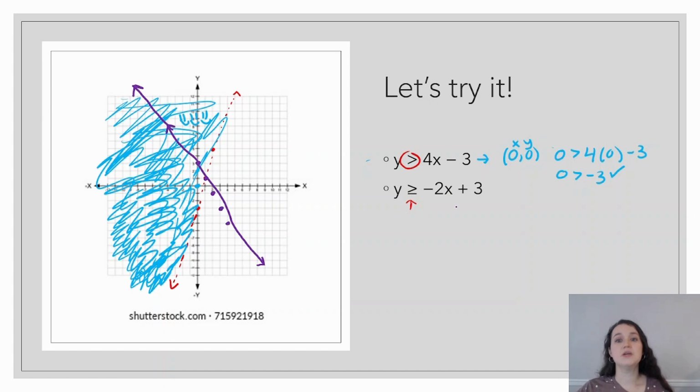So, same thing, pick a point. I'm going to pick 0, 0 again because it's free, it's available, because I'm not using it on my line. This is just my test point to see, do I shade above it or below it? I'll give you a shortcut in a second.